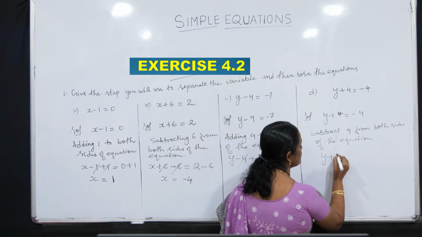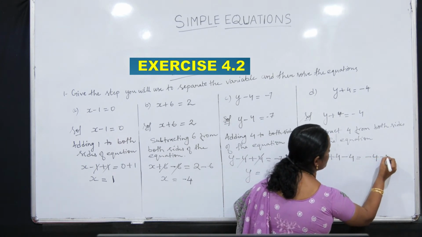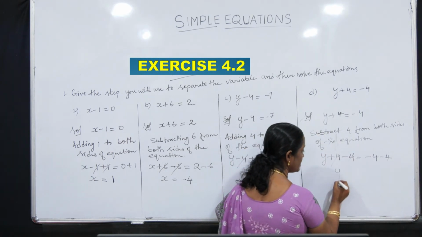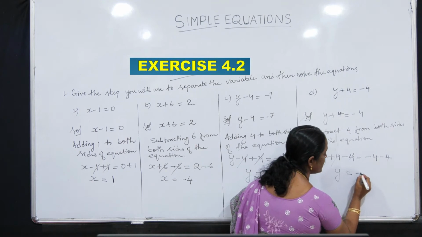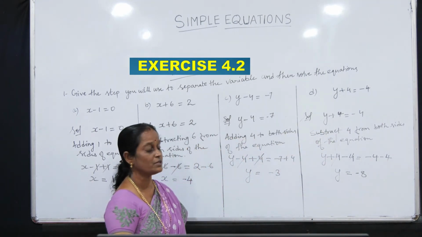y plus 4 minus 4 is equal to minus 4 minus 4. Plus 4 and minus 4 get cancelled. y is equal to minus 4 minus 4, it is minus 8. So the solution to the equation is y equal to minus 8.